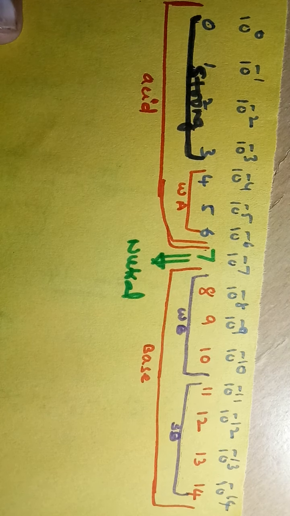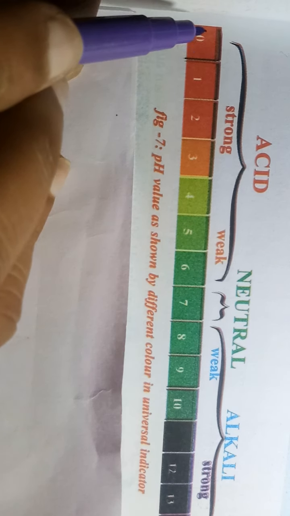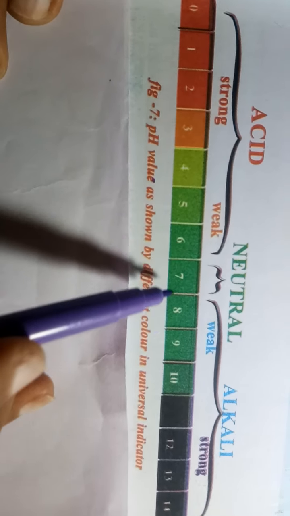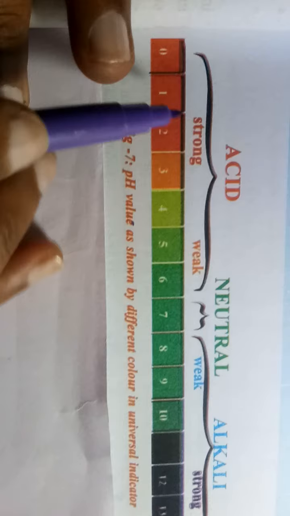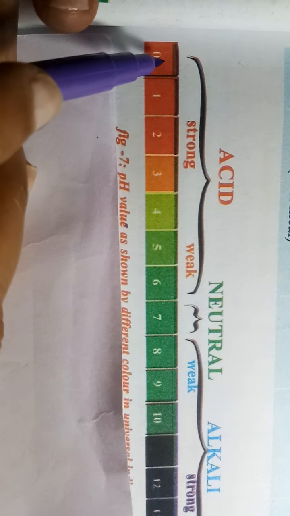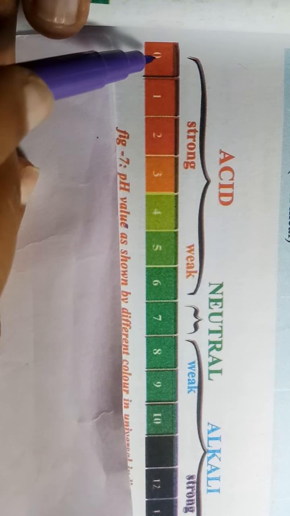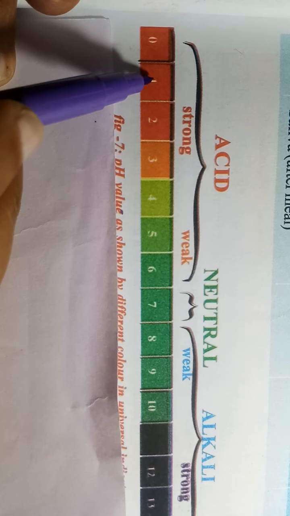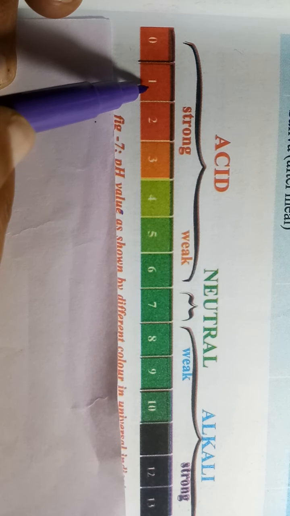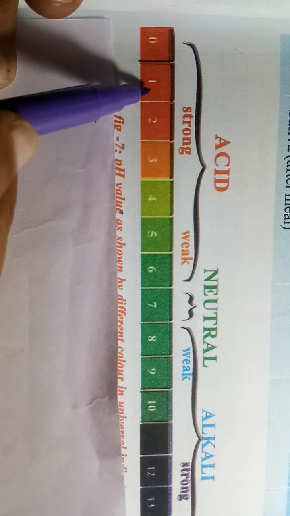Now let me show the universal indicator colors at different pH values. If the pH value is 0, the color is vermilion. If the pH value is 1, it is said to be dark red color.